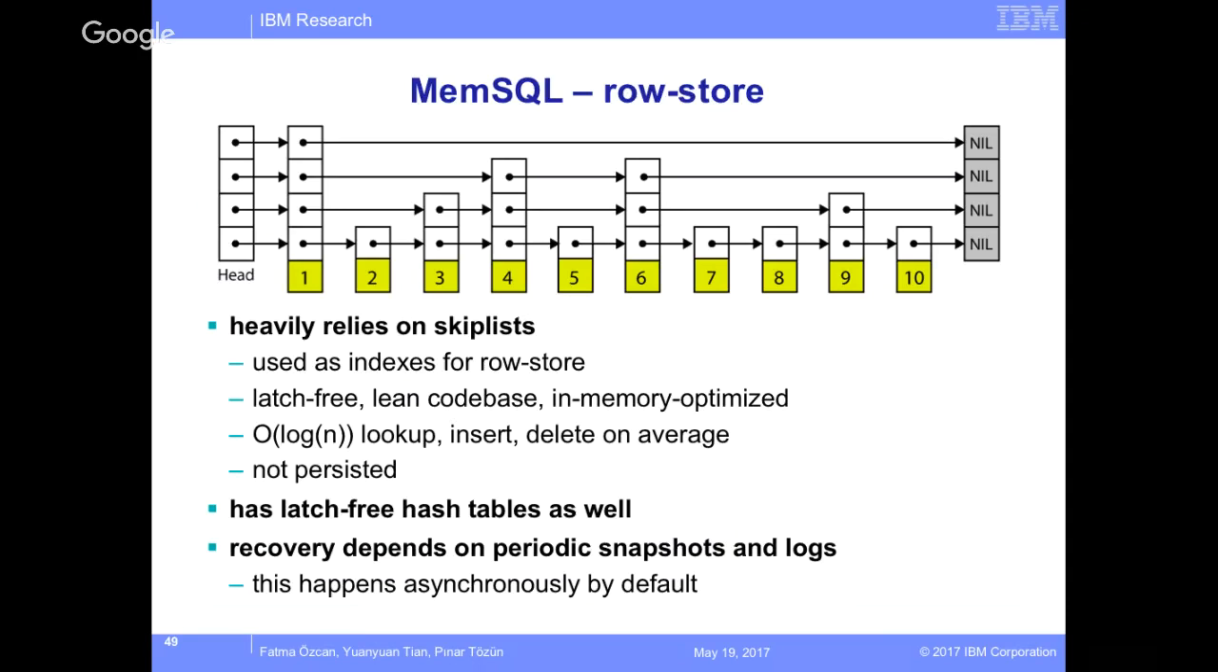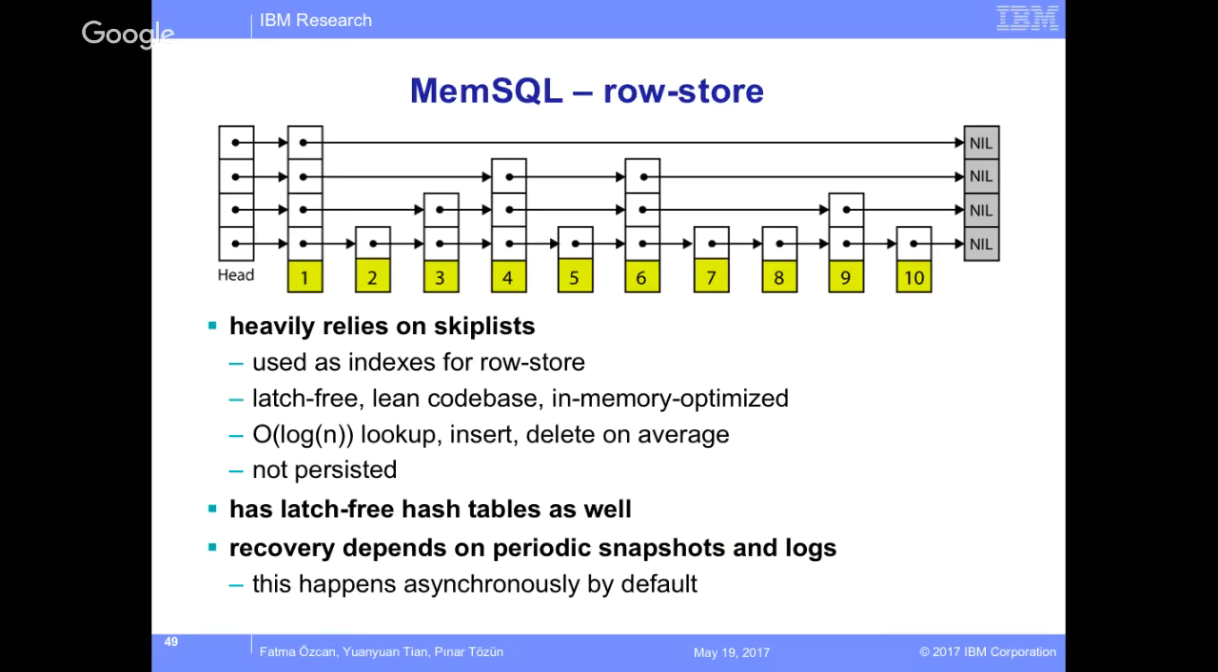But again, it's kept in memory, nothing in the row store side in MemSQL is persisted. But of course, it's not like they don't have durability. They have periodic snapshots, and they have logging, which is by default asynchronous, but they also give you the option to enable synchronous logging as well. So you get durability that way.